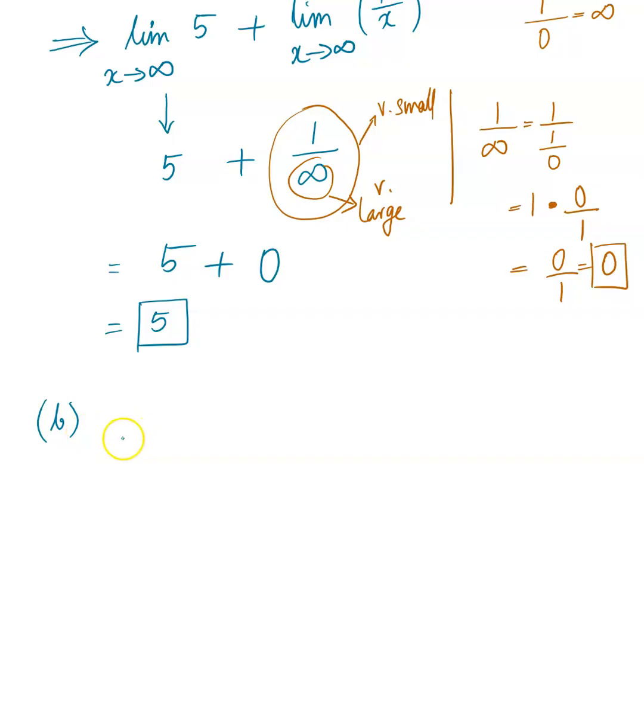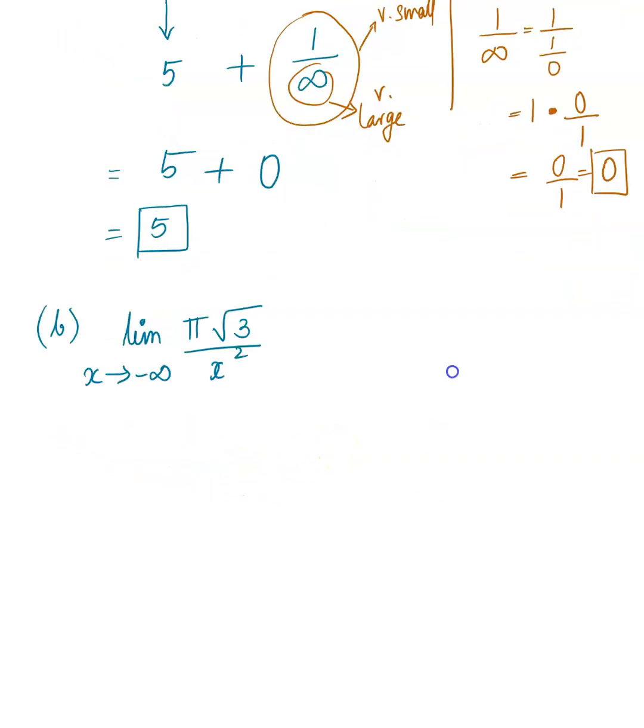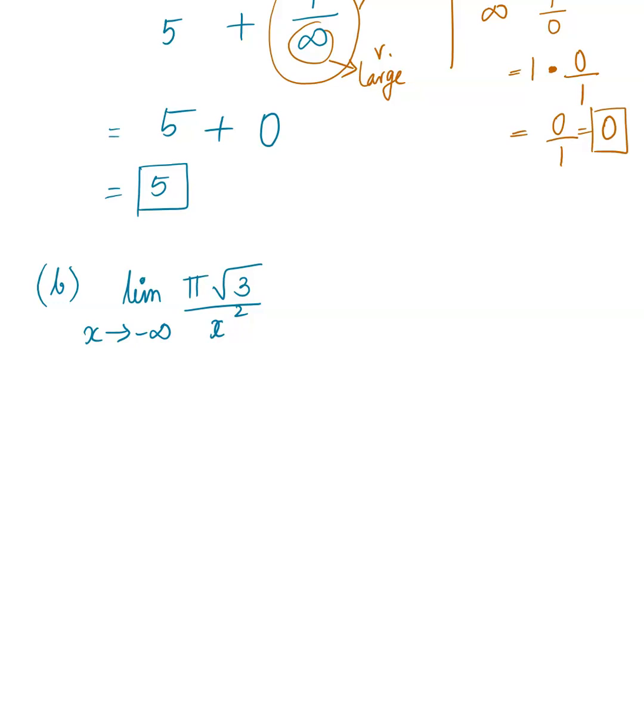Let's try problem B. X approaches negative infinity. So we have this expression pi root 3 over x squared. Now remember, again, you can use a combination of those properties, the limit laws. If we approach in that direction, we see that the pi and the root 3 are constants. So we can pull the pi and the root 3 out, leaving us with the limit of 1 over x squared as x approaches negative infinity.